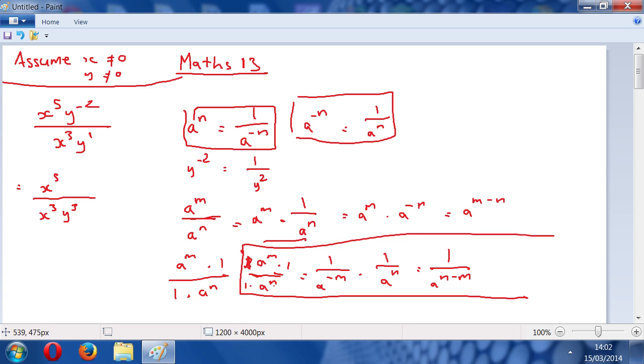Yeah, it would become that, but that's not how it's written. So I could have put, yeah, I suppose that was the thing, really. I could have just put a to the minus n here, but of course it's the same as 1 over a to the n.